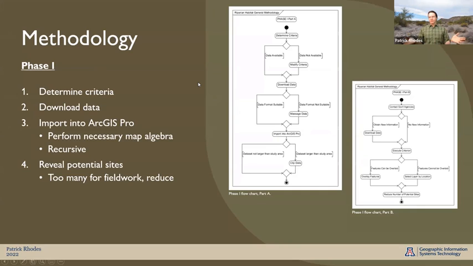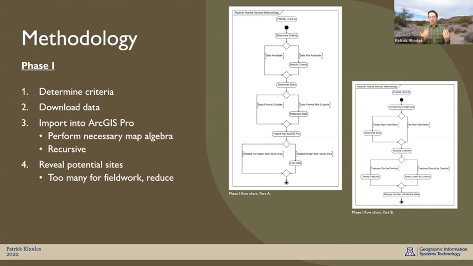So the methodology is what you might expect. You download, or you determine the criteria based on research. You download the data. You import that data into some GIS program, in this case, ArcGIS Pro, and you perform a lot of map algebra, which in this case is mostly overlays and select by locations and clippings, things of that nature. Nothing too complex here. And it's recursive. As you apply each set of criteria, the resulting data set gets smaller and smaller and smaller, which is what we're looking for.